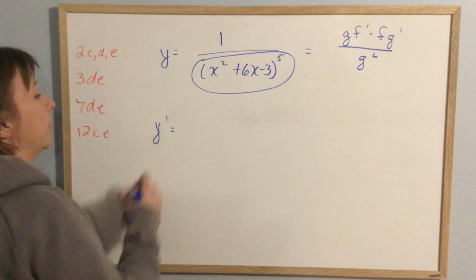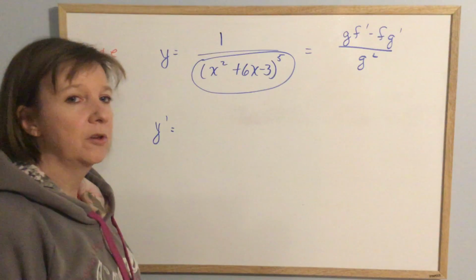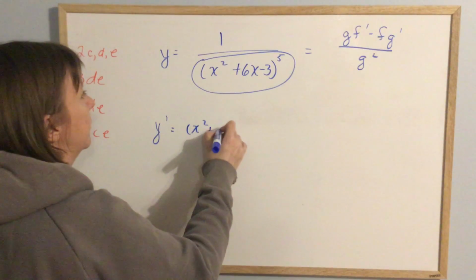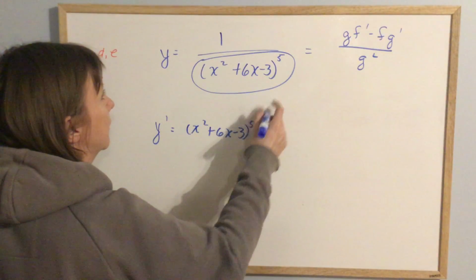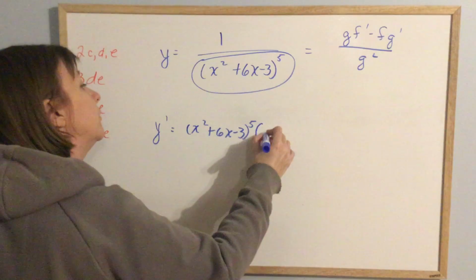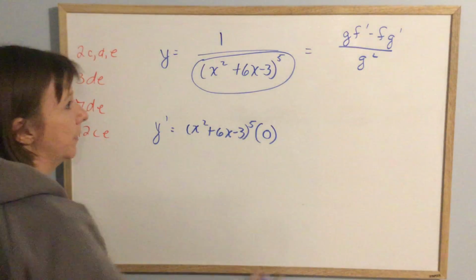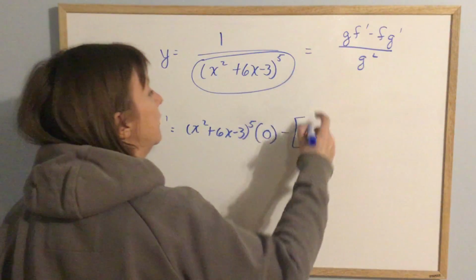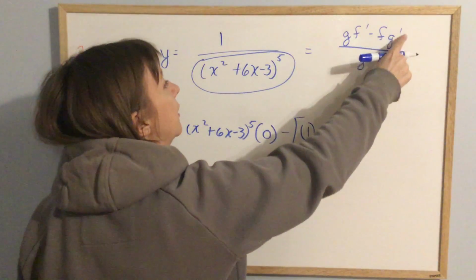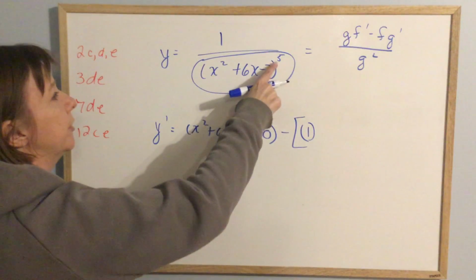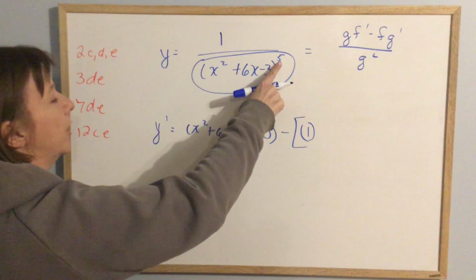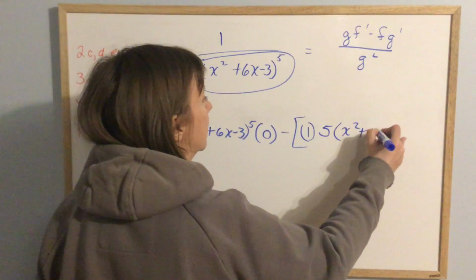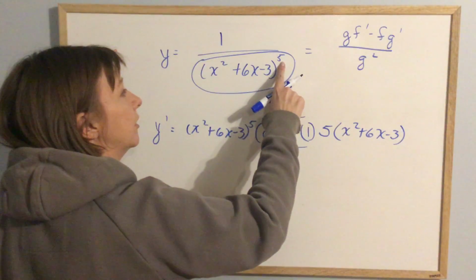So if I were to do the derivative of that, f is on the top, g is on the bottom. So leave g alone, x squared plus 6x minus 3 to the 5th. Do the derivative of f, but the derivative of 1 is 0. Minus, and I'm going to do everything from here, leave f alone, which is 1, and do the derivative of g. Well, the derivative of g, I'd have to do the chain rule with it. So I'd have to move the 5 down in front, leave the inside alone, decrease my exponent by 1.